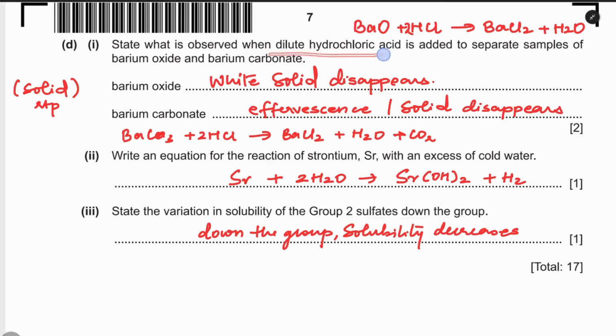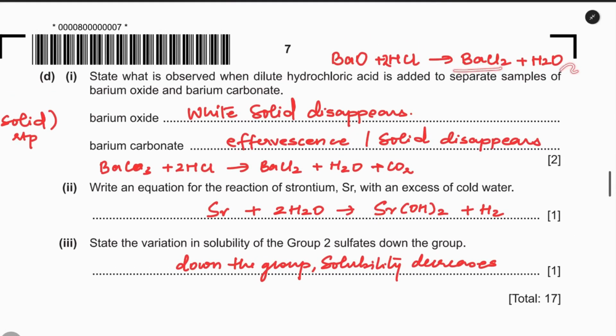When it reacts with hydrochloric acid, we are going to get barium chloride and water, and barium oxide is nothing but a white solid, and this solid will disappear. Once you add the HCl and once you form the barium chloride, it will start disappearing.